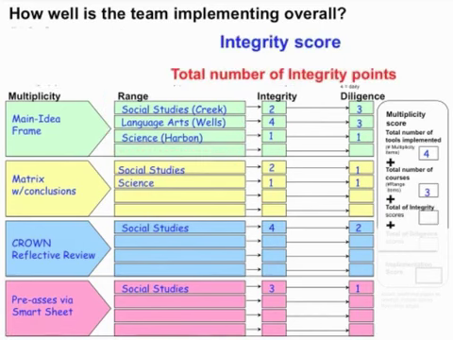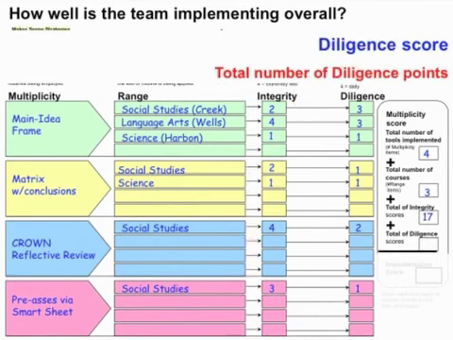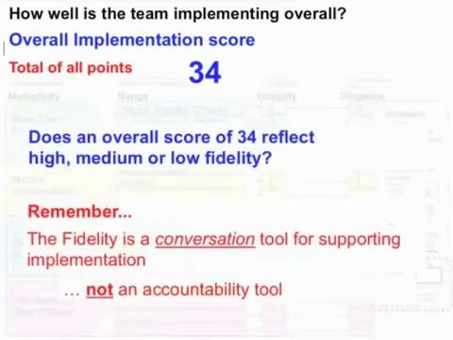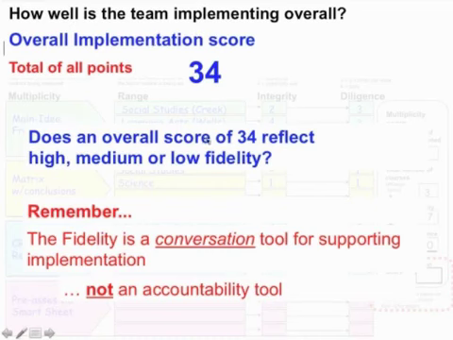And then we can look at the total number of integrity points for the team overall. We can add all those points up and we get a score of 17. Then we can look at diligence in terms of how often the various tools are being used and get an overall score of 10. So we can add those up and get a score of 34 as an overall implementation score. So then the question is, does this score of 34 reflect high, medium, or low fidelity?